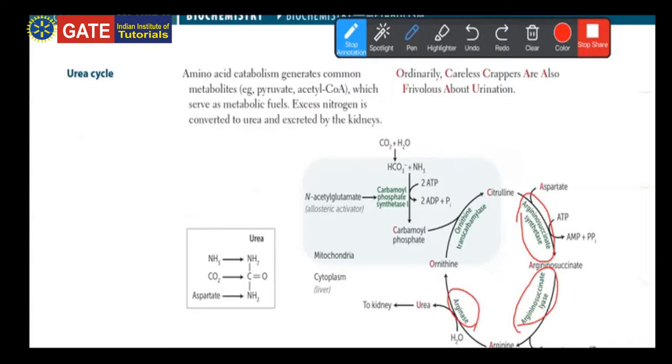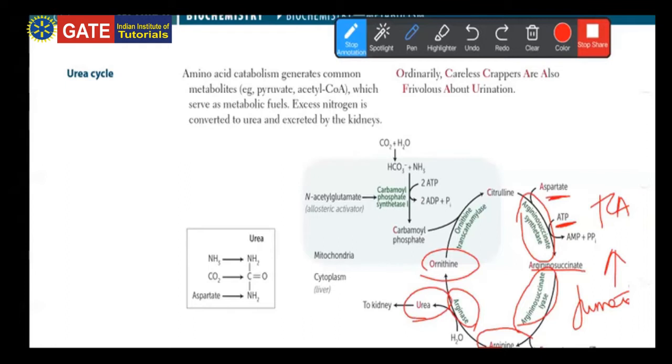Here, the first will convert your citrulline into argininosuccinate, and it requires both aspartate and ATP. Then argininosuccinate lyase is going to cleave argininosuccinate to give us arginine, and it will also give us fumarate. Fumarate is a metabolite that can be used in which cycle? The TCA cycle. And then next is arginase, which finally cleaves your arginine into ornithine and urea.